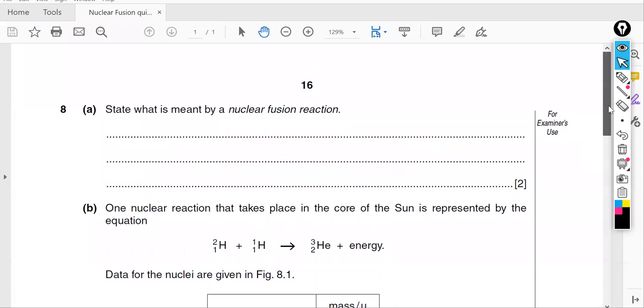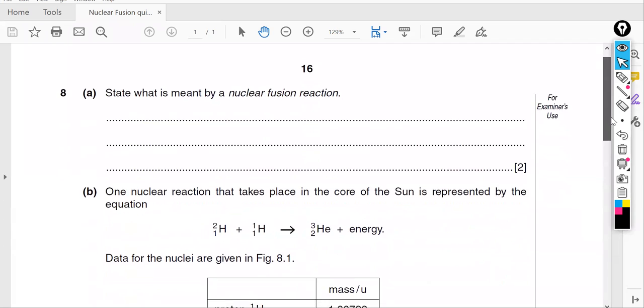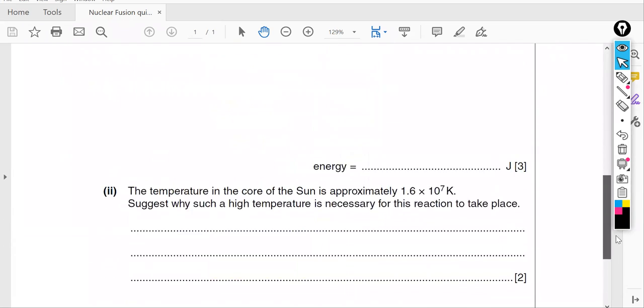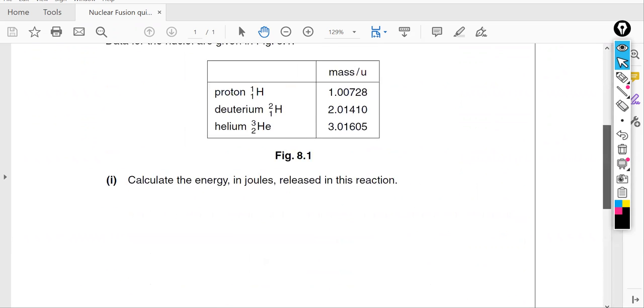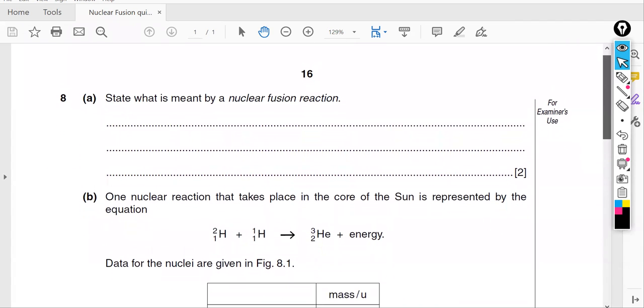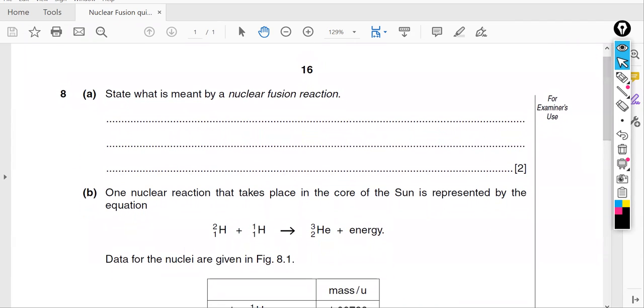All right, in this work example, I'll be working through question 8 that was published in paper 41 from the ACE Physics syllabus code 9702. This one was administered in May/June of 2013. So it's about nuclear fusion. And the question reads, state what is meant by a nuclear fusion reaction.